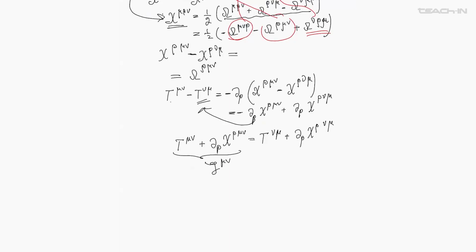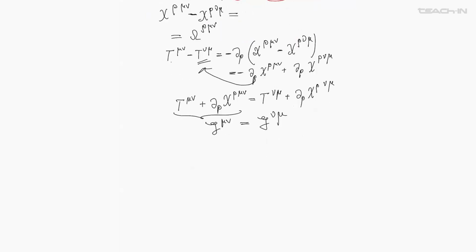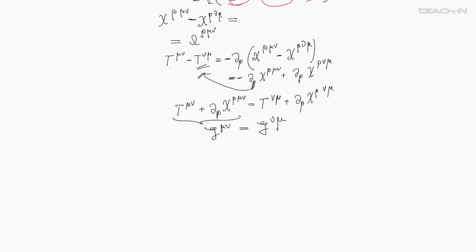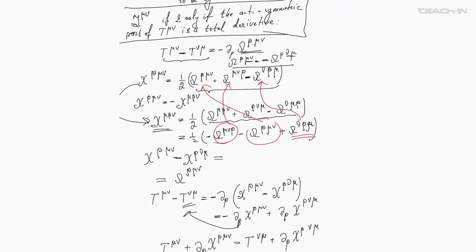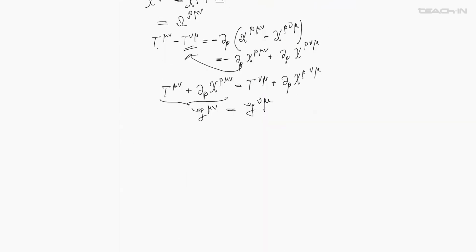It is symmetric and is conserved by the fact that we have added the proper improvement term, which does not break the conservation law. So indeed, we have proved that if the antisymmetric part of the stress tensor is a total divergence or total derivative, then the stress energy tensor can always be improved by adding a proper improvement term.